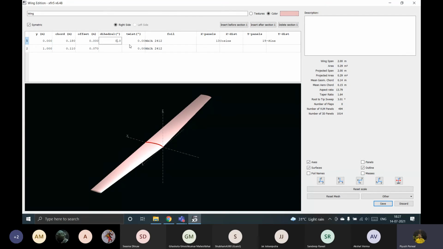You can give some dihedral. You can also insert a section in between or before. If you insert some sections, then in this way you can design an elliptical wing also. You can give around 20 to 30 sections and decrease the length of the chord. In this way you can design the elliptical wing, but it is very hard to design. You can see that the chord is different. The tip chord and the root chord are different. So this is some taper.